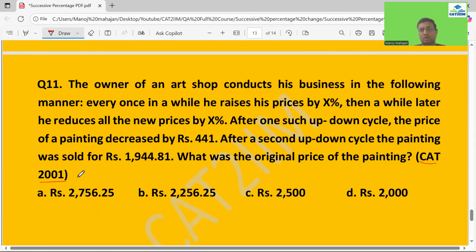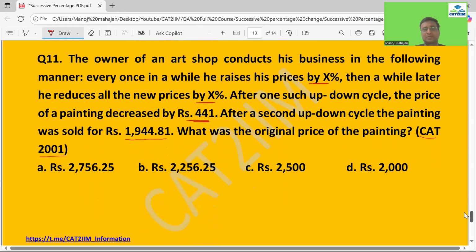So just have a look at the story out here. What the owner of the art shop is doing is increasing the price by X% and then later on reducing the new price by X%. He is calling this one such up and down cycle, and the price of the painting got decreased by 441. And after a second up and down cycle, the painting was sold for 1944.81. The figures are a bit difficult, especially the selling price out here. So the question is, what is the original price?